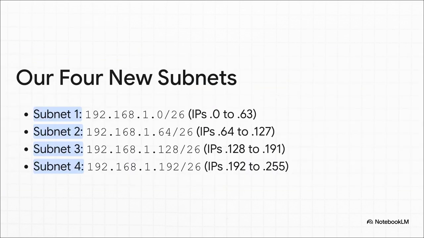And here is the beautiful result of that little bit of math. Our original big block of 256 addresses is now neatly divided into 4 smaller, much more manageable /26 networks. You can see each one gets its own slice of the pie. The first one gets addresses 0 to 63, the next gets 64 to 127, and so on. We've literally created order from chaos.